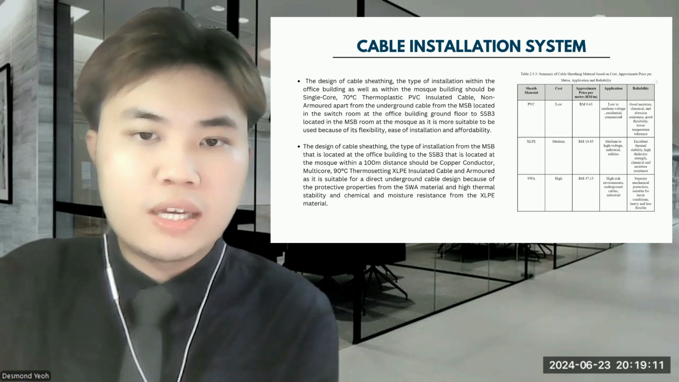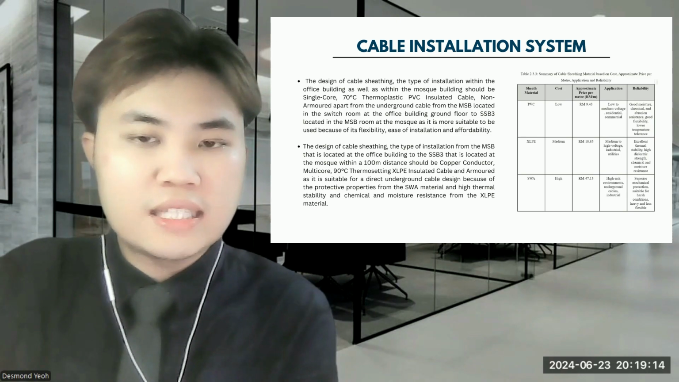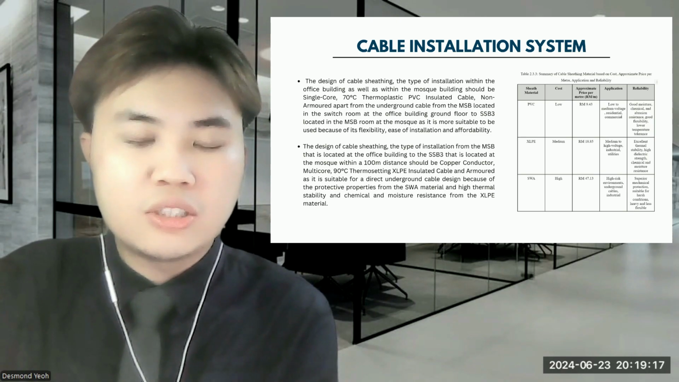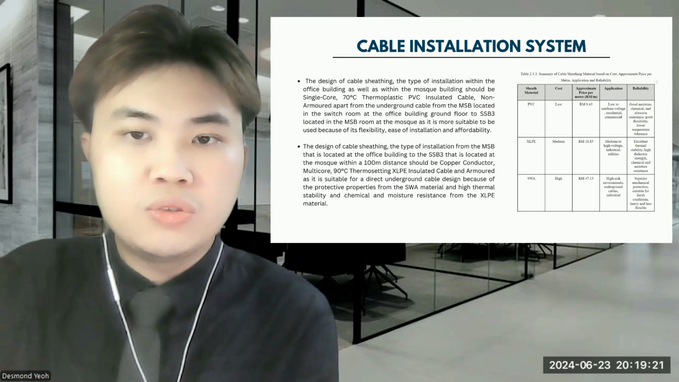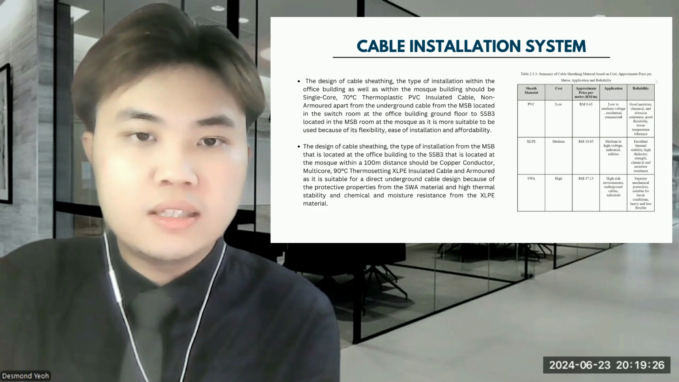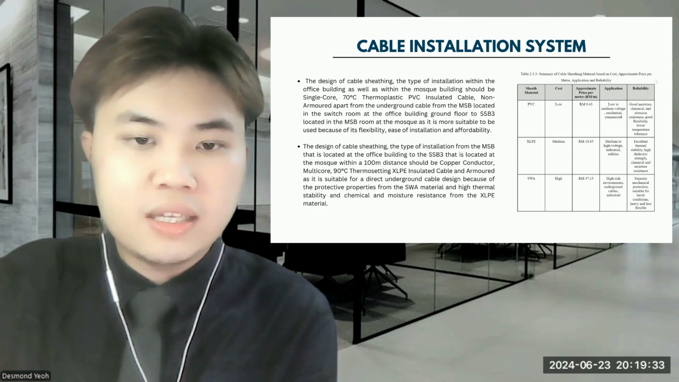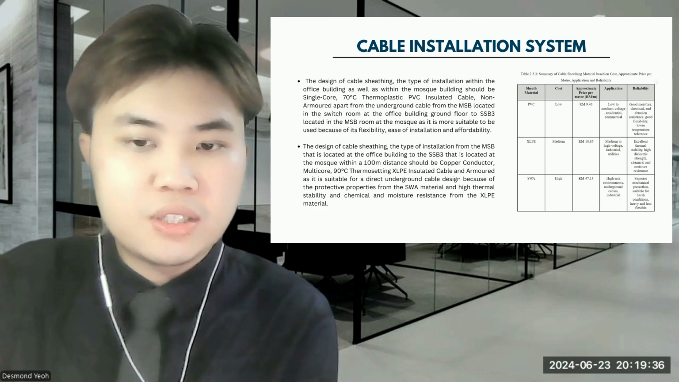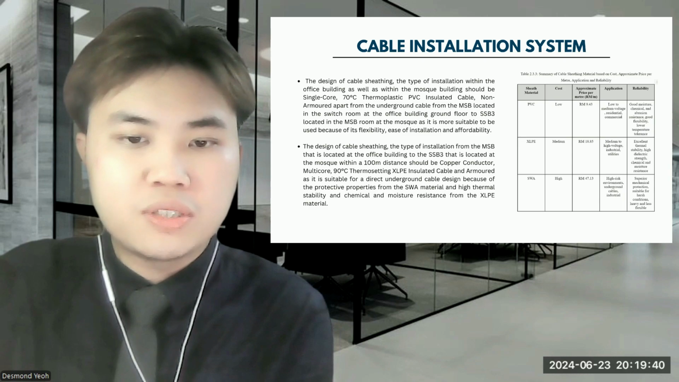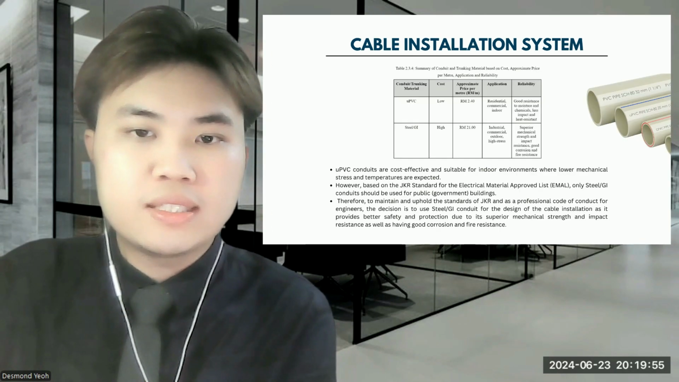As for the underground cable that connects the MSB located in the office building to the SSP3 located at the mosque within a 100-meter distance, the material of cable sheathing used is copper conductor multi-core XLPE thermosetting insulated cable, and it is armored as it is suitable for direct underground cable design because of the protective properties from the SWA material and high thermal stability and chemical and moisture resistance from the XLPE material, which justifies its higher cost.